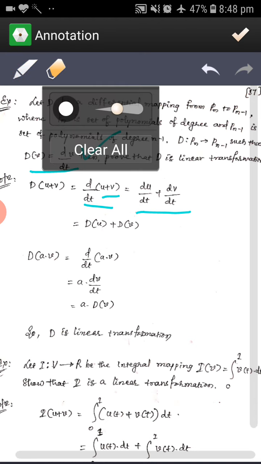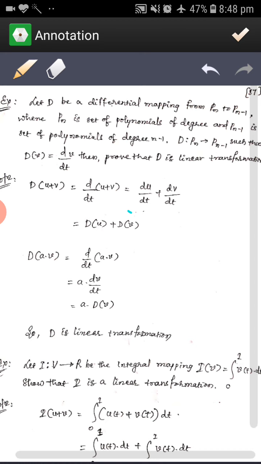We can split this into du by dt plus dv by dt, but we know that dv by dt is equal to D of v, and similarly du by dt is equal to D of u. So differentiating u plus v is equal to differentiating u plus differentiating v. Similarly, differentiating a times v, where a is a scalar here: a is a constant, so the scalar will come outside, a times dv by dt, which is nothing but a times D of v. So again it shows that it is a linear transformation.